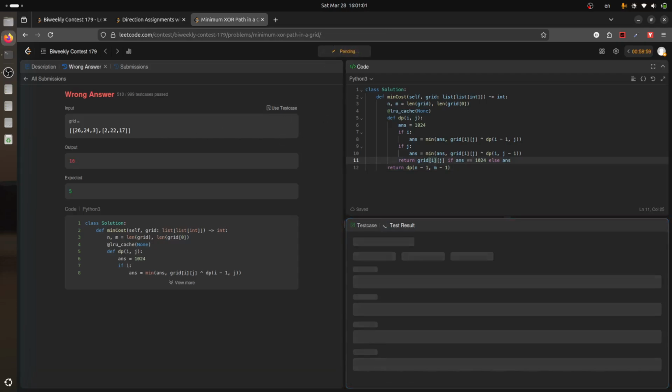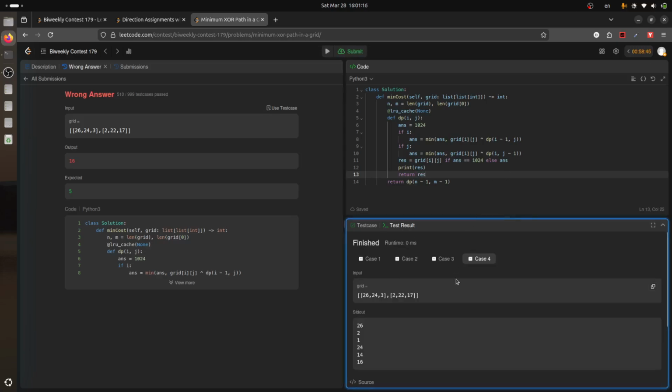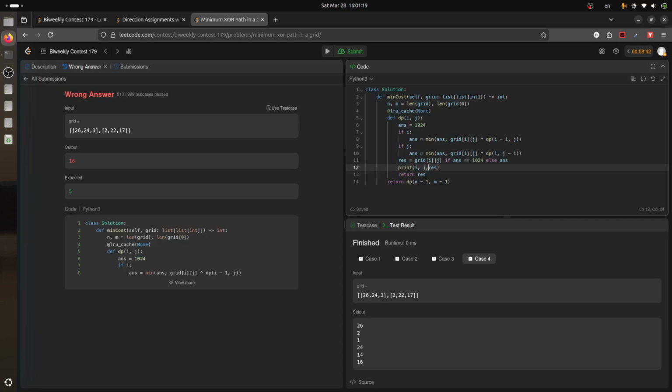Use the test case. So what do we output for this? Let's do result, print res, return res. No, i, j, result. So that's 26 for the top left corner, and then 2 if we go here, 1 if we go here, 24. Really? What's 26 actually in binary? If only I knew how to output it.